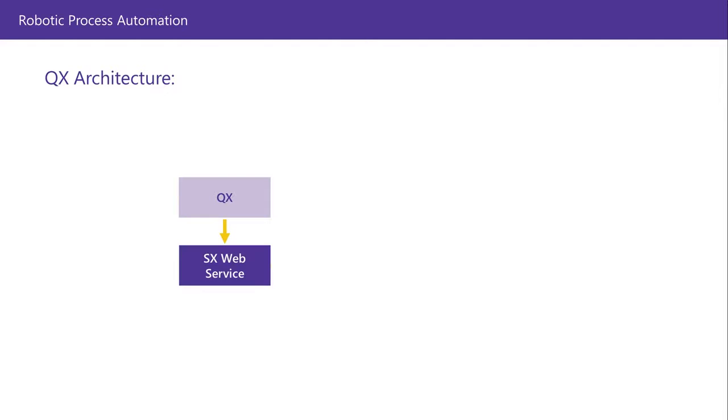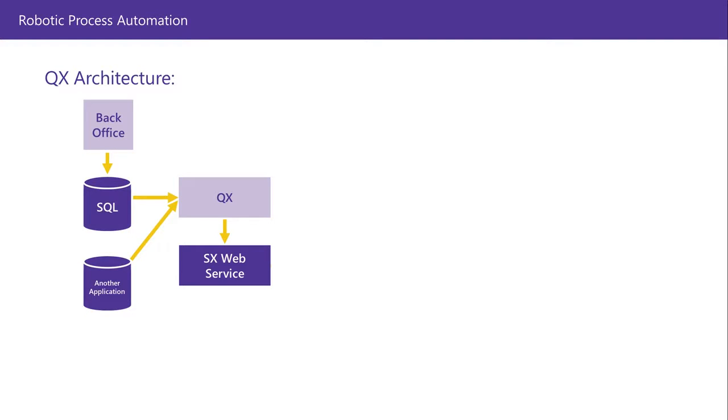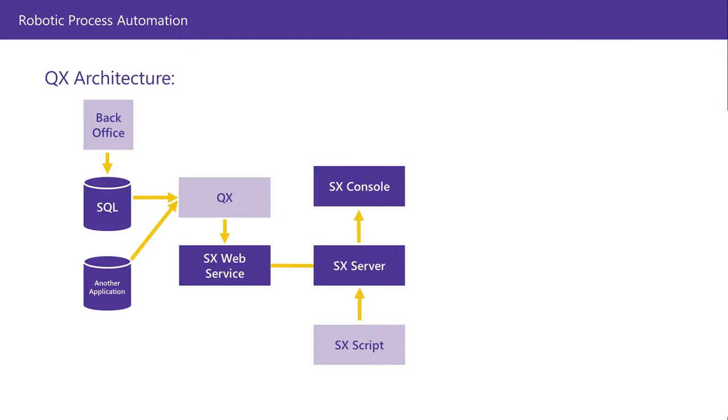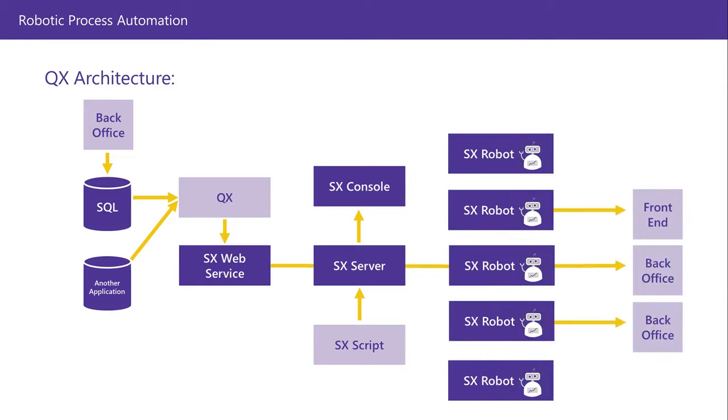QX can call the SX web service in the same way we've seen already. It can pull its transactions from a number of places, such as folders or SQL tables, for example. It will monitor these locations for new transactions to appear, which it can then pull in and process directly. Or you can use the API provided with QX to programmatically process transactions through it.